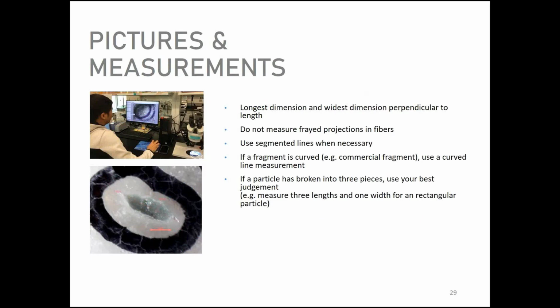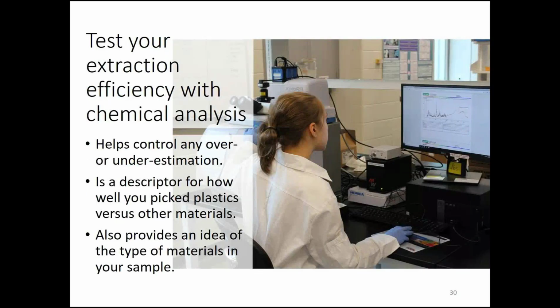Then for all of those picked particles, we take pictures and measurements of all of the different particles, and we do this with ImageJ. You can do this with any software that you have that might be linked up to the pictures on your, or the camera on your microscope. Just be careful with certain things. You don't need to measure the frayed projections and fibers, and you can use segmented lines or curved lines when necessary. And then if particles are broken, you have to use judgment to take measurements of the different pieces.